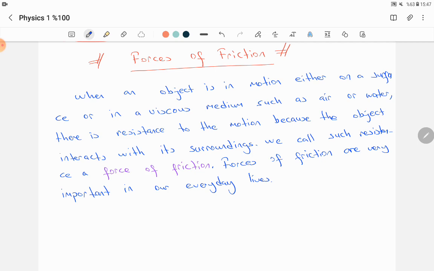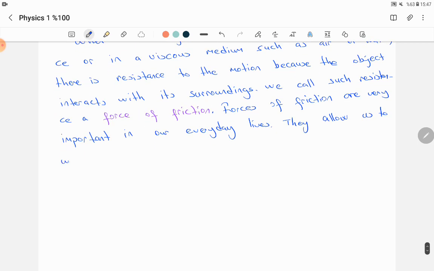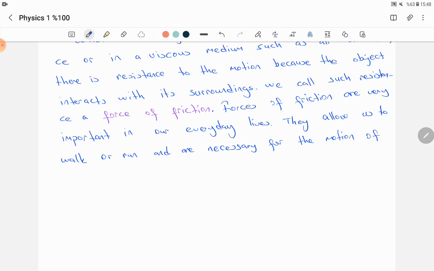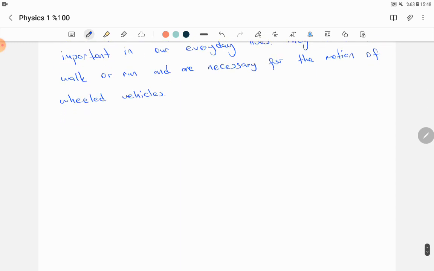They allow us to walk or run and are necessary for the motion of vessels.